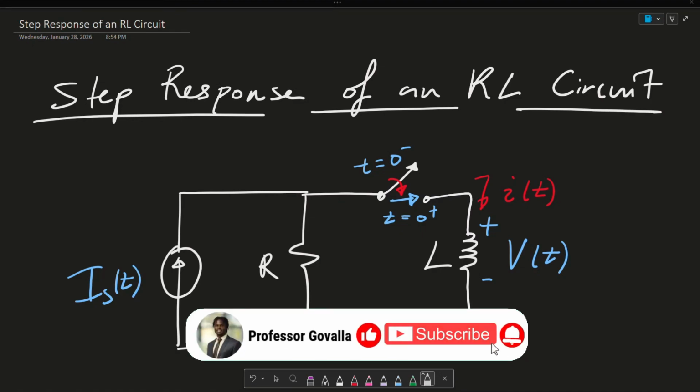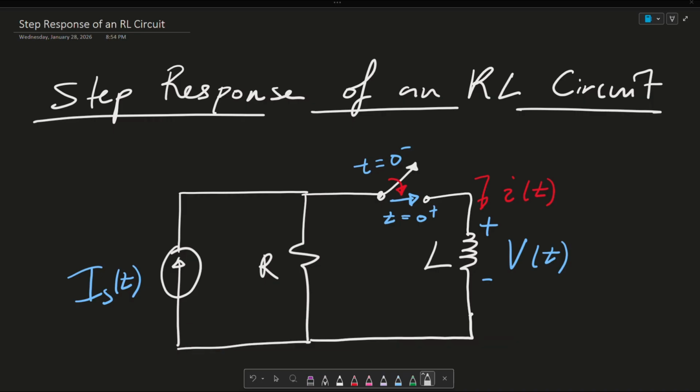My name is Professor Govala, and today I'm going to be talking to you about the step response of an RL circuit. In this video, we want to derive an equation for I of t and V of t given two cases. The first case is when this switch is open and L is at an initial condition, or uncharged. The second case is when this switch is closed, after a time t greater than 0, and we want to derive an equation for V of t and I of t through this inductor L and see what that equation looks like.